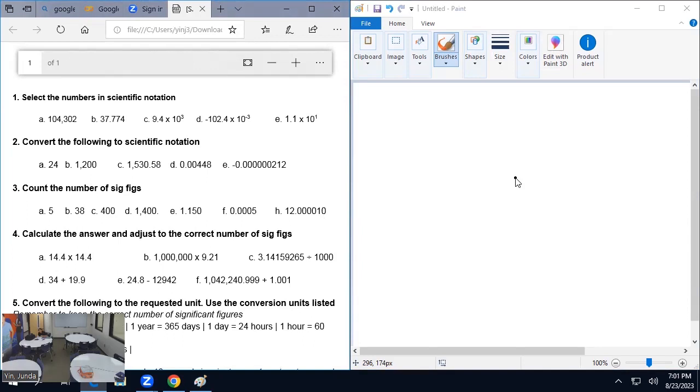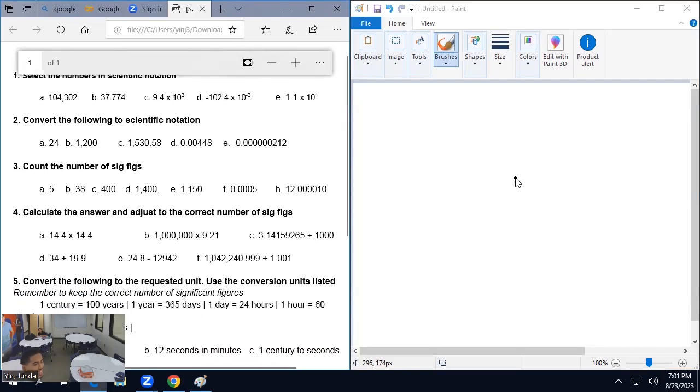Select the numbers that are in scientific notation. So C and E. That is correct. Why not D? Because it doesn't have a decimal right after the first digit. It has to be one digit. That is correct. Okay, that's number one done.